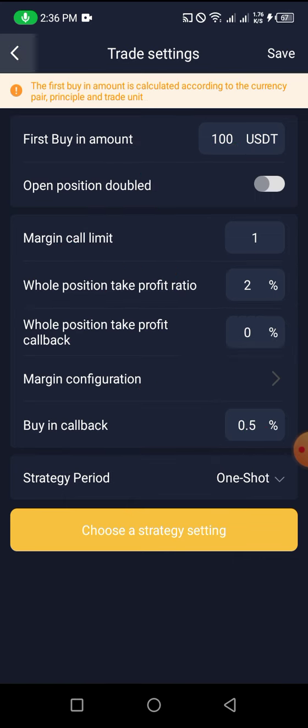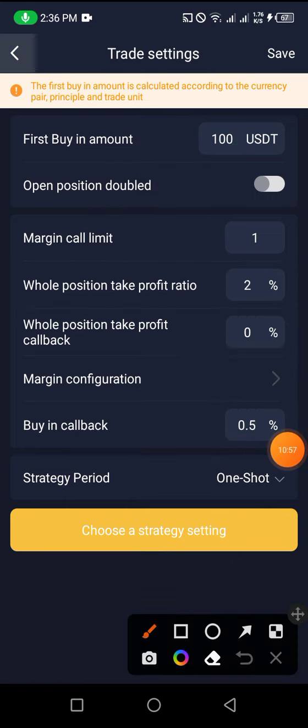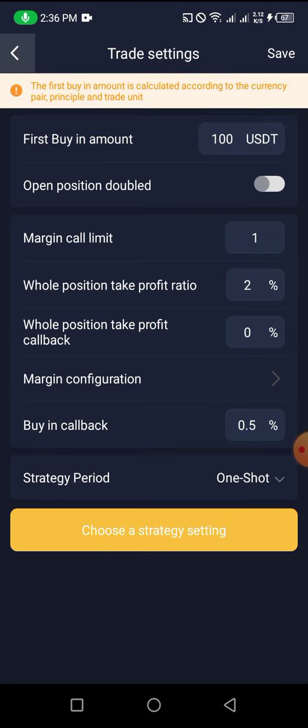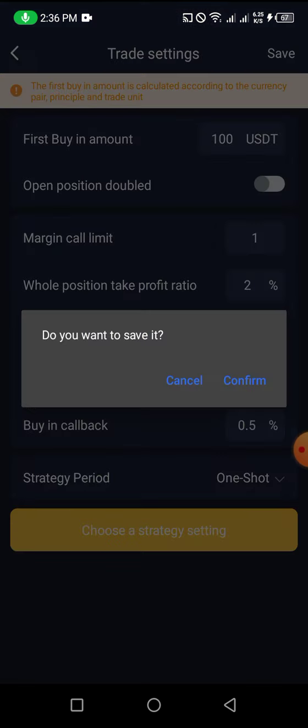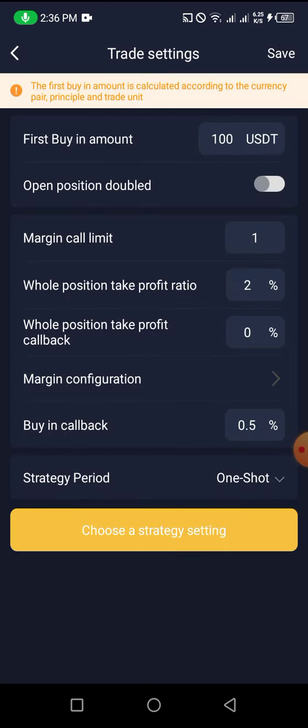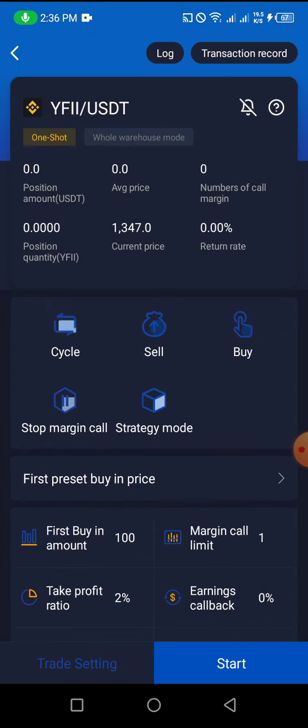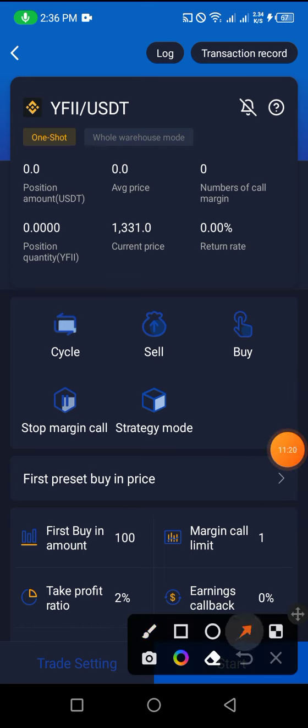All right, then if all is okay, you just tap on save, and then you confirm. The settings will be captured in that coin. Now, the next thing you're supposed to do is to go and check for the entry price, because the entry price, you will come and put it here. You're going to enter it here.